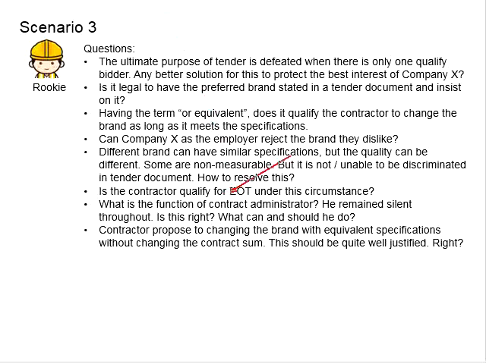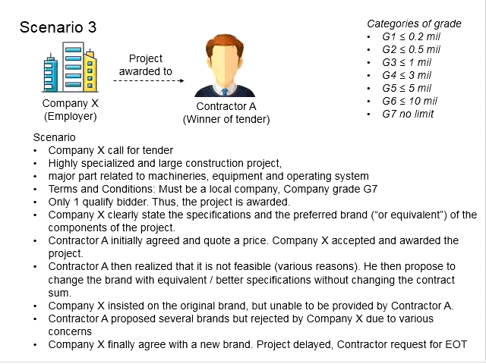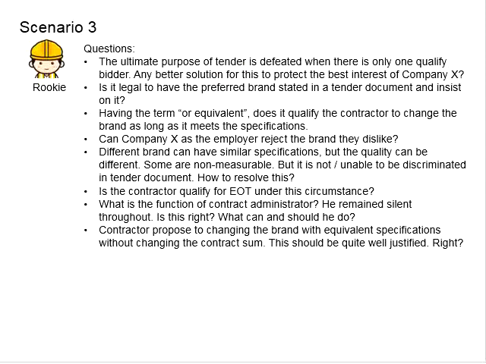Next, is the contractor qualified for EOT under these circumstances? The root cause now is that the contractor cannot supply the brand, but he is working hard trying to rectify this. He has demonstrated his sincerity, going through several rounds of proposing and rejections by Company X. He is still eager to deliver the project in accordance with the requirements and preferences of Company X. Now, is he qualified for EOT? This is going to mean a lot to him because this is directly related to the penalties which will be imposed on him due to delayed delivery.